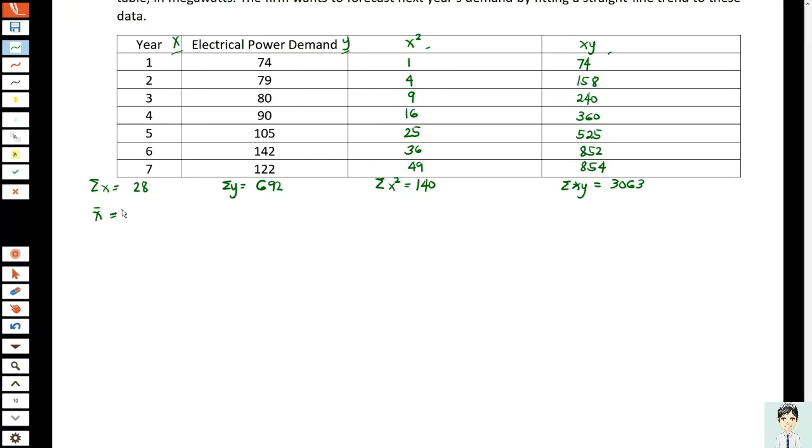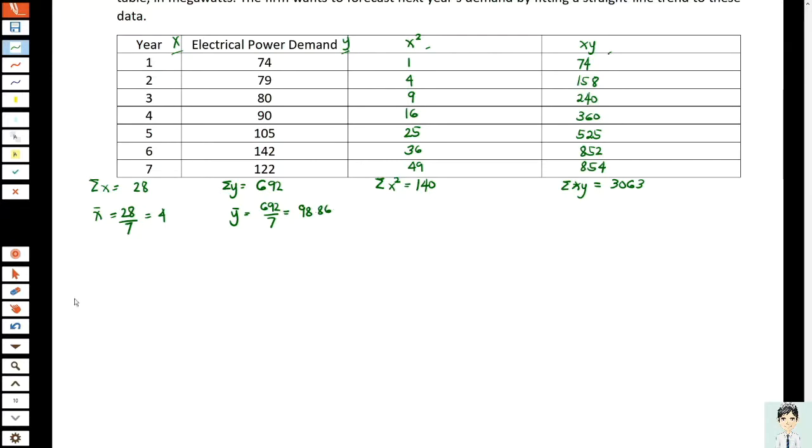So, kunin din natin yung mean ng x. 28 divided by, ilan yung n? 7, diba? Nth year or yung period? 28 divided by 7 is equals to 4. Yung mean ng y is equals to 692 divided by 7 is equals to 98.86. Nakukuha po.